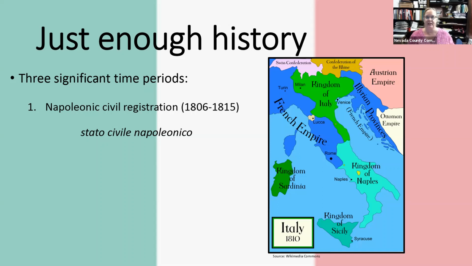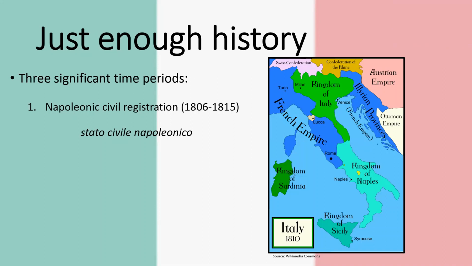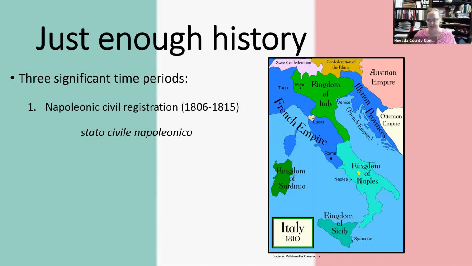So from a genealogical standpoint, there's three significant time periods. The first is the Napoleonic civil registration, which went from 1806 to 1815. Italy was not completely unified until 1870, just to back up a little bit. Before 1870, it was just a collection of states.